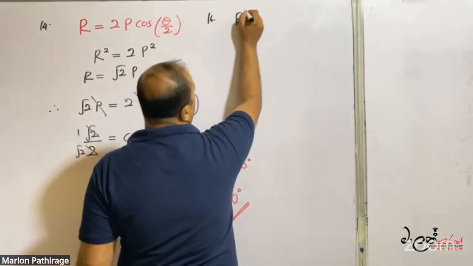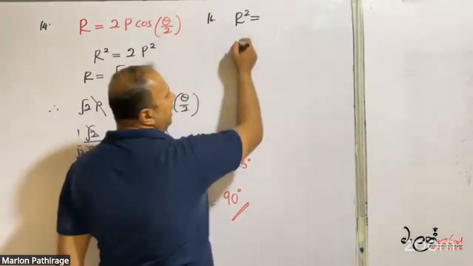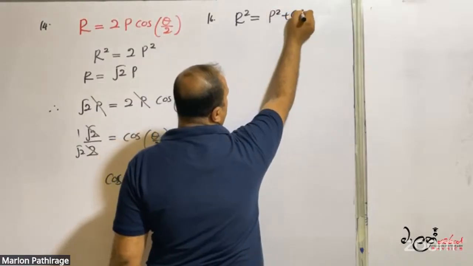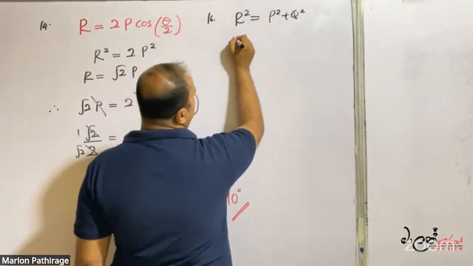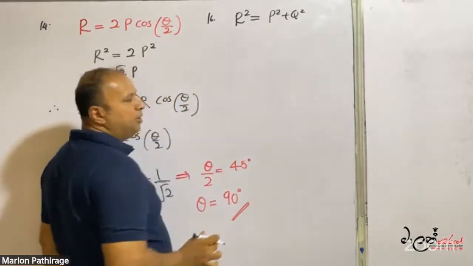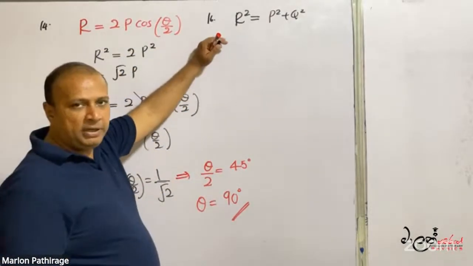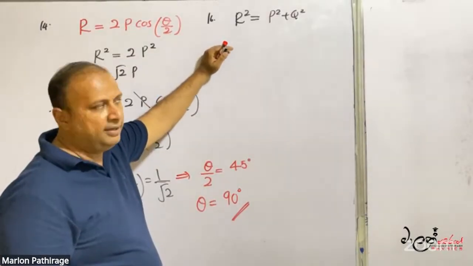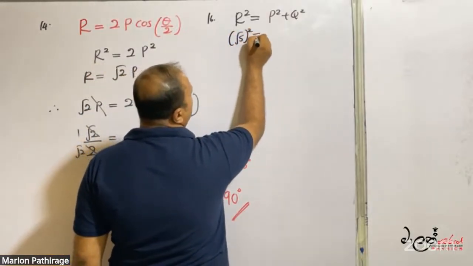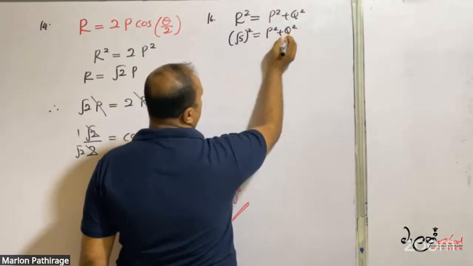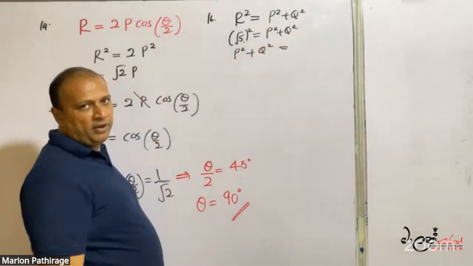Therefore, when they are acting at right angle to each other, R squared should be equal to P squared plus Q squared. Then P squared plus Q squared, and this value is √5 squared. If they are perpendicular to each other, R is equal to √5. Therefore, √5 squared is equal to P squared plus Q squared. That means P squared plus Q squared is equal to the √5 squared. Square of √5 is 5.